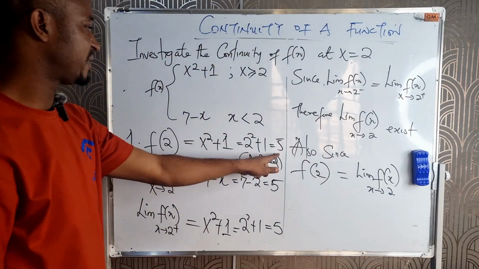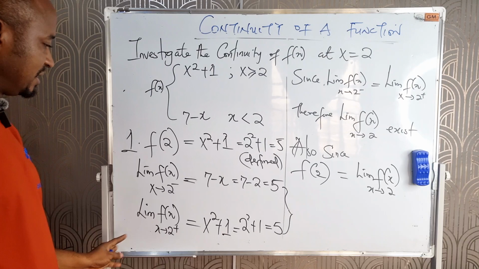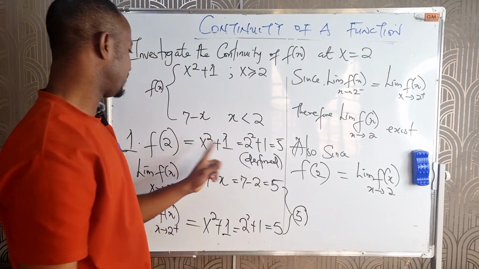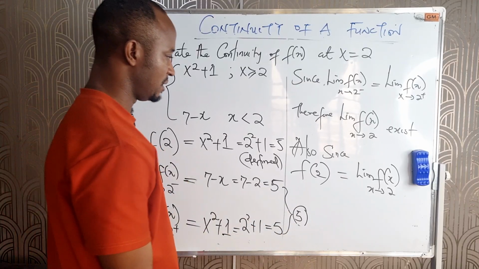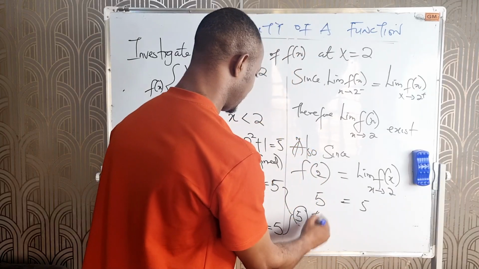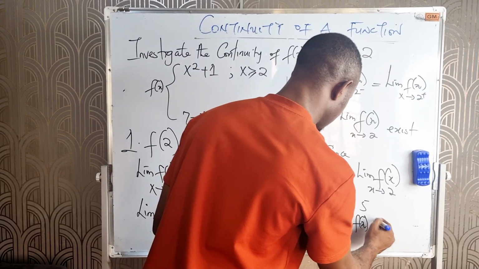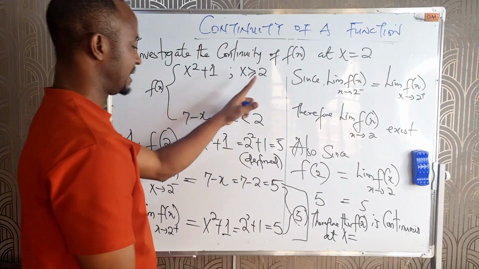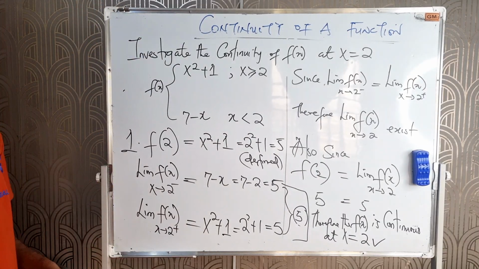Also, since f of 2 is 5 and the limits of f of x from the left hand side and right hand side are both equal to 5, f of 2, which is 5, is equal to the limit of f of x, meaning 5 equals 5. Therefore, we can conclude that the function f of x is continuous at x equals 2.